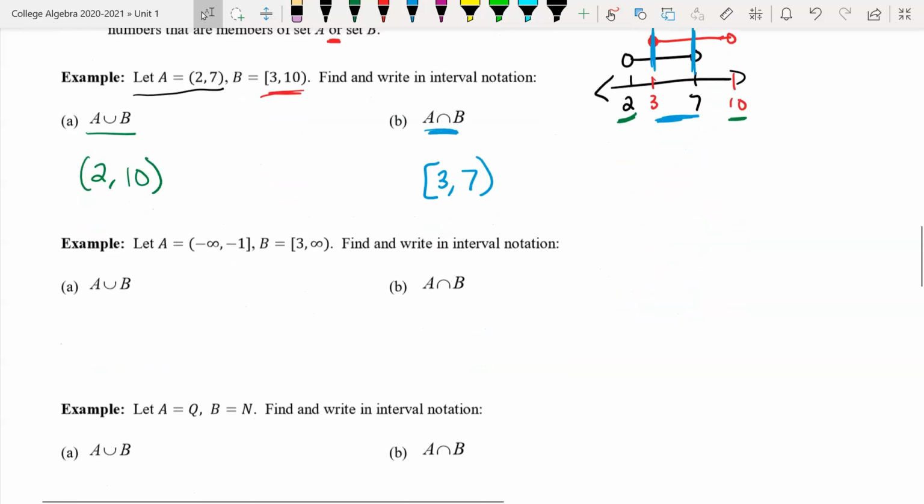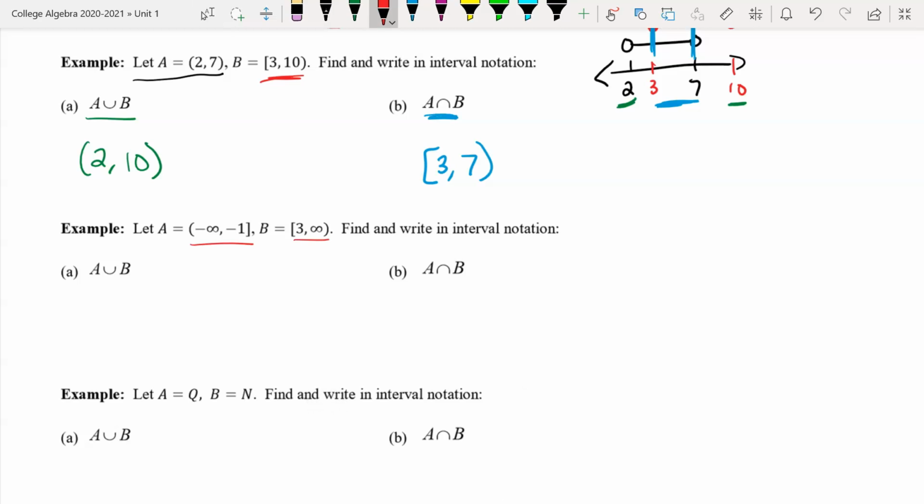So that's how you do union and intersection. So the next one, we're going to talk about this. Graph them both. I'm going to graph A in blue. So -1, closed circle to negative infinity. So I would shade to the left.